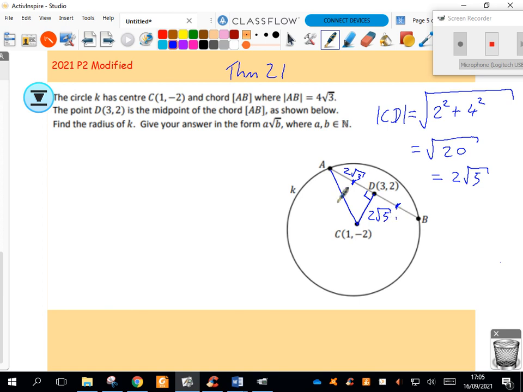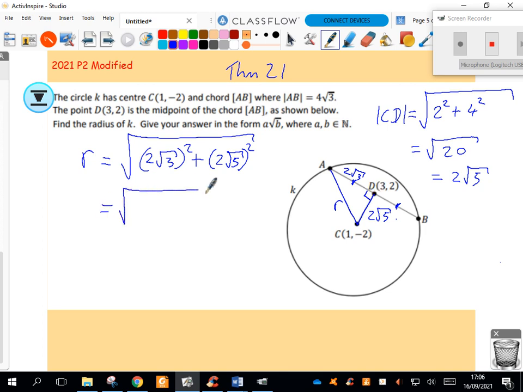To find the radius, let's call it OR. I'm just going to use Pythagoras' theorem again. OR is equal to the square root of the square of 2 root 3 plus the square of 2 root 5. Simple as that. We have a little right triangle in here. We're just using Pythagoras' theorem.